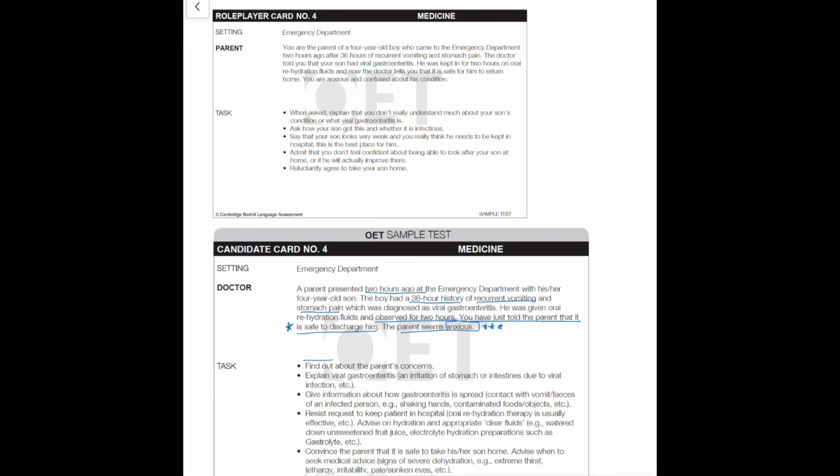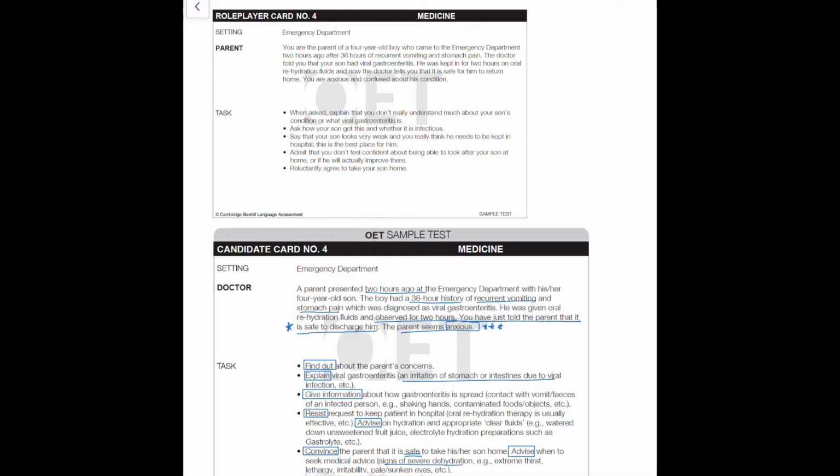Next, I'm going to read the task and highlight all the verbs. Here, it is finding out the patient's concern, explaining viral gastroenteritis, giving information to the patient about how it's spread, and then there are verbs like resist, convince, advise the patient. So when I see words like resist and convince, I should anticipate that the parent might argue with me, and in response, I should be polite, non-judgmental, and empathetic. Remember, the parent is anxious and his child has been in pain and vomiting for 36 hours.